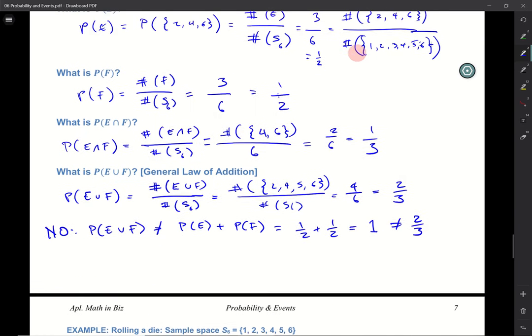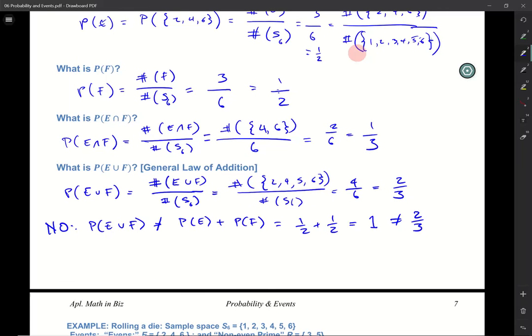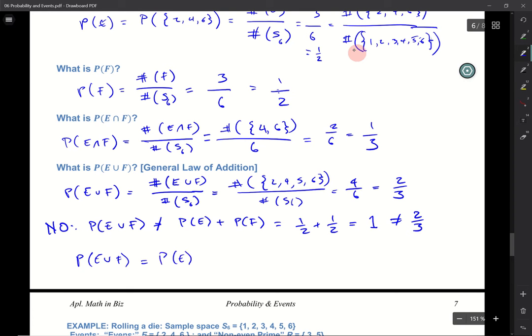So can we correct this formula? P of E union F equals P of E plus P of F. How can we correct it? How can we get it so that it actually works? Can anybody see how we can fix the formula so that it would work?